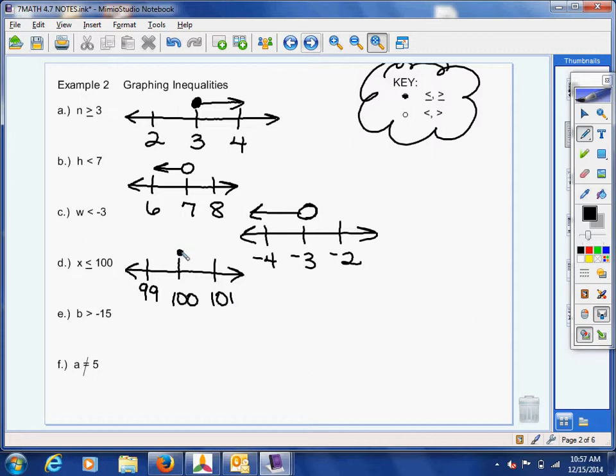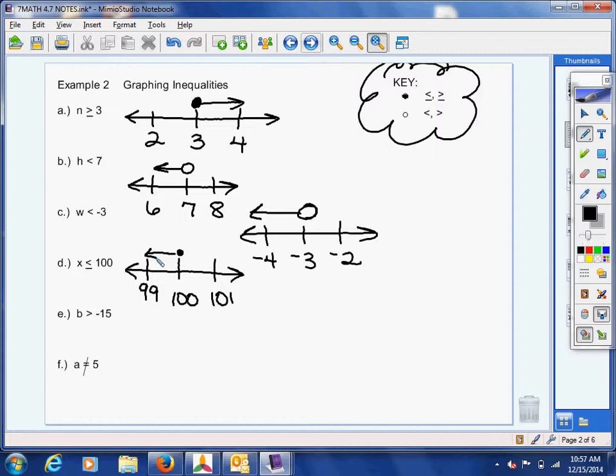Just keep drawing it in until it fills in. Where are all the numbers that are less than? There you go. Looks great. That's x is less than or equal to 100. That looks wonderful. Let's see here.